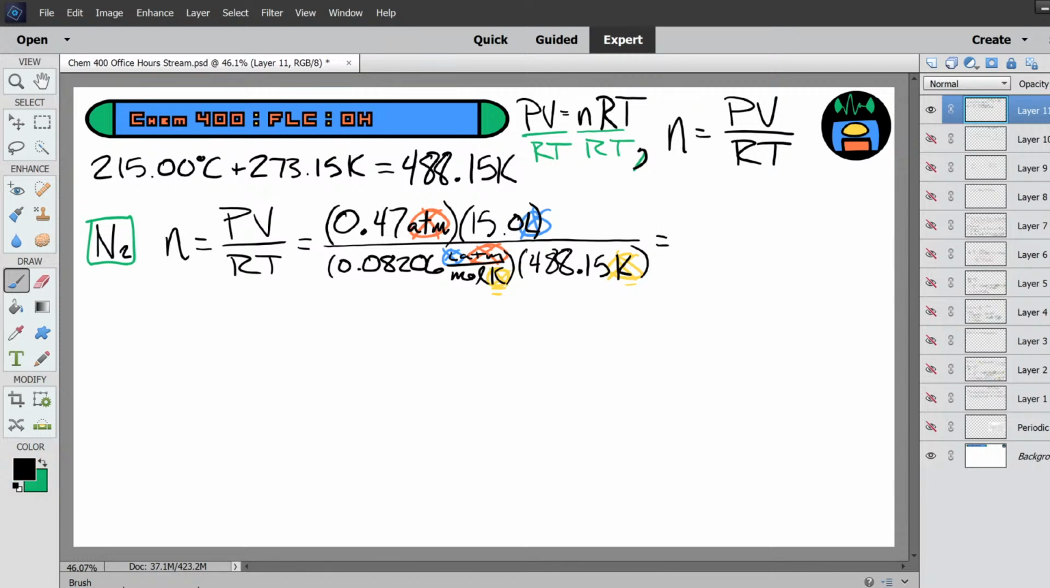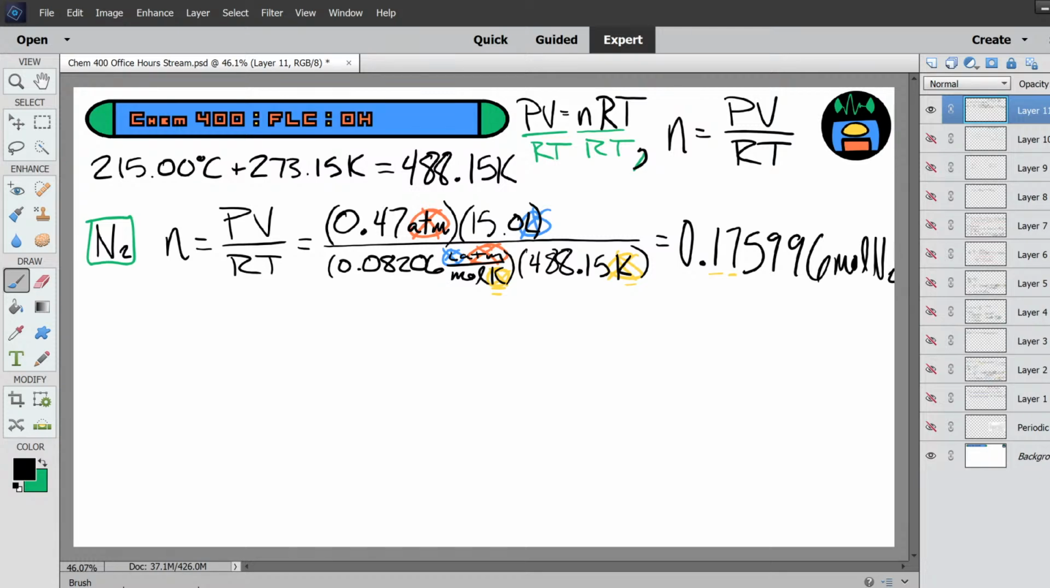So now we can crunch our numbers. 0.47 times 15.0 divided by 0.08206 divided by 488.15. So we have our number of moles of nitrogen are 0.175996. We can only keep 2 sig figs though. So I'm going to put those there and there. As a reminder, that is our quantity of moles.